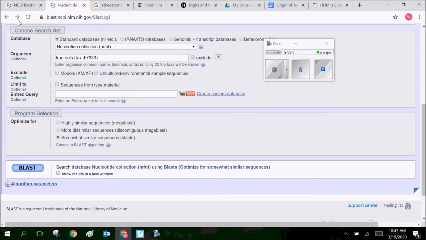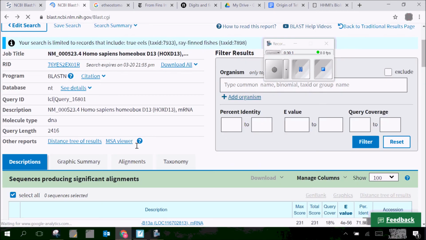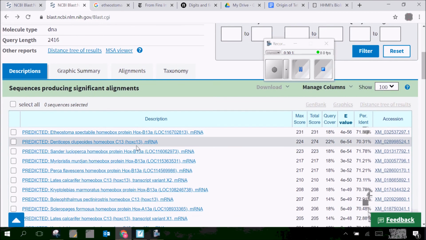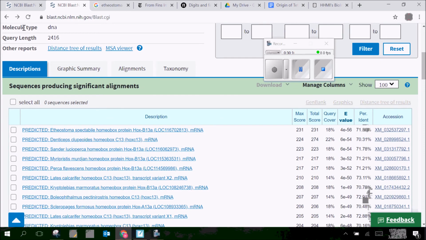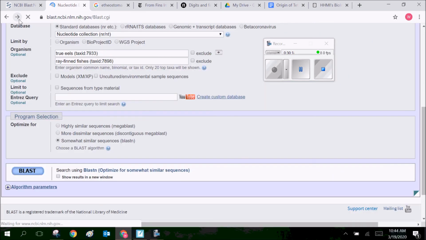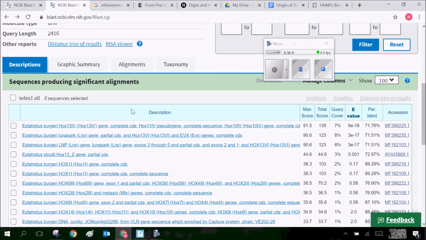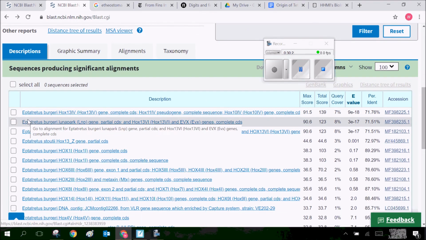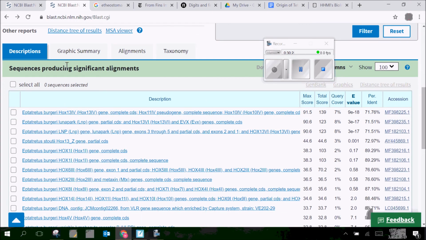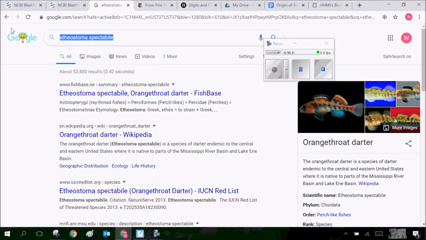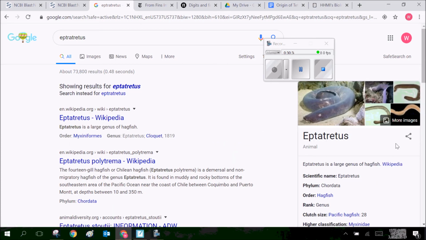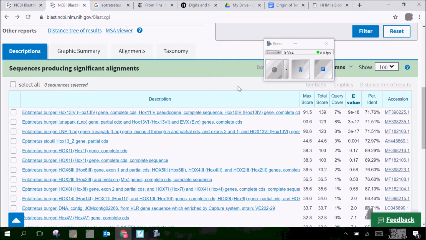Okay, so that was the true eels. And then this one, I think, sorry, we're back to the lobe-fin fishes. I should have done this a little bit better. Oh, okay. Eptatretus, good God. Let's see what that is. Hey, these are hagfish. So this is another primitive type of fish.